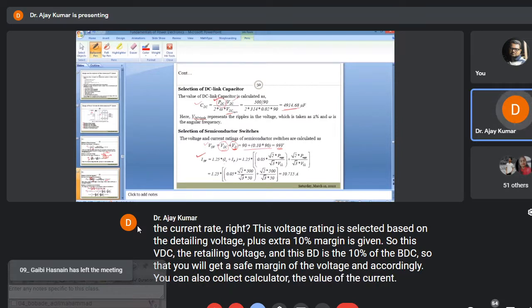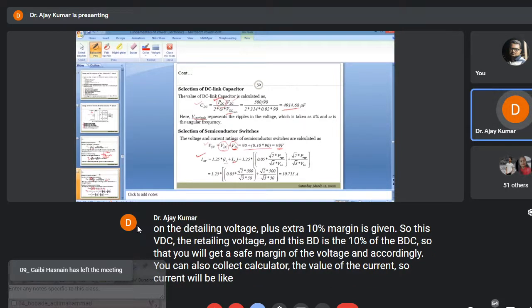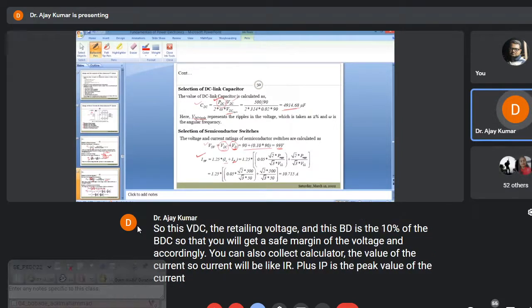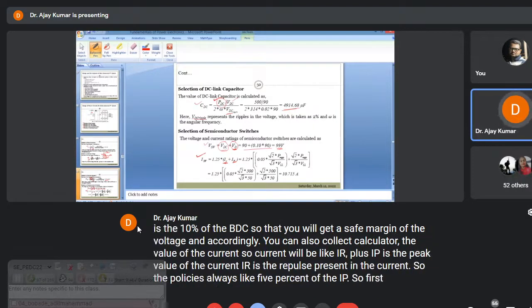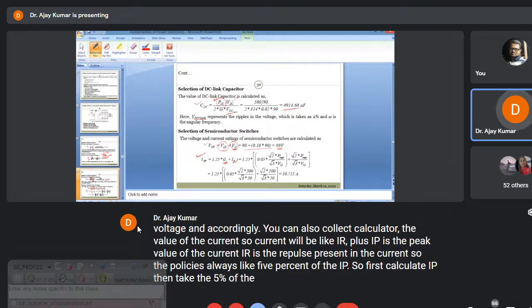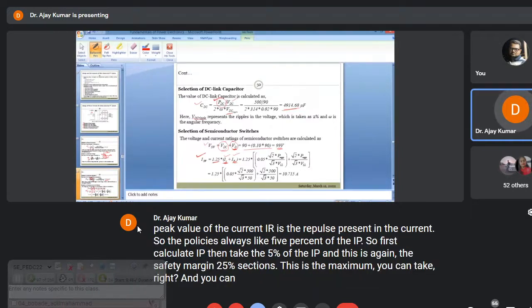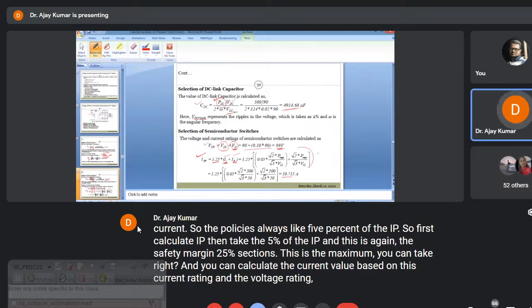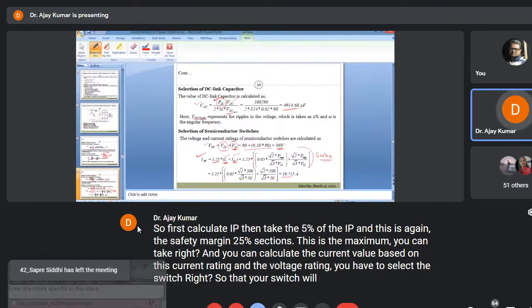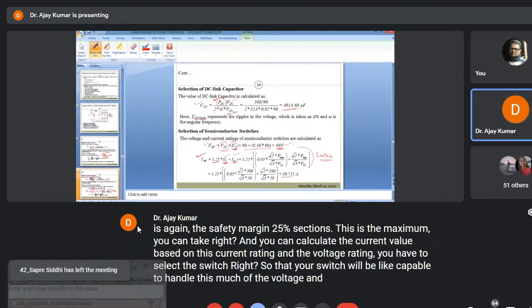So current will be like IR plus IP. IP is the peak value of the current, and IR is the ripples present in the current. So ripples is always like 5% of the IP. So first calculate IP, then take the 5% of the IP, and this is again the safety margin. 25% safety margin is the maximum you can take. And you can calculate the current value. Based on this current rating and the voltage rating, you have to select the switch, so that your switch will be capable to handle this much of the voltage and this much of the current.